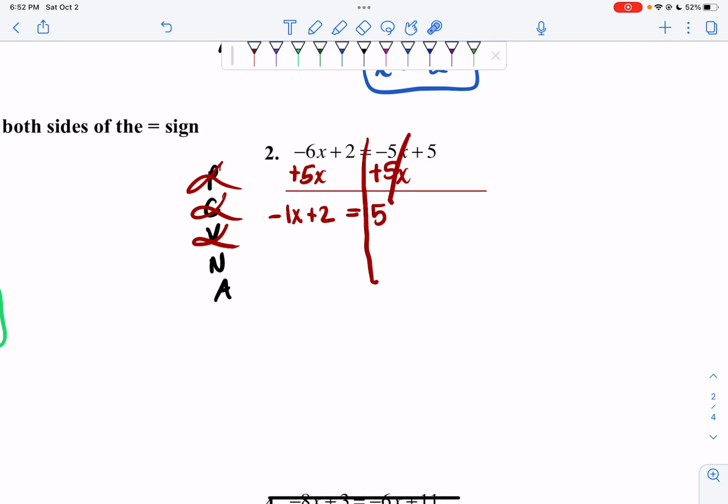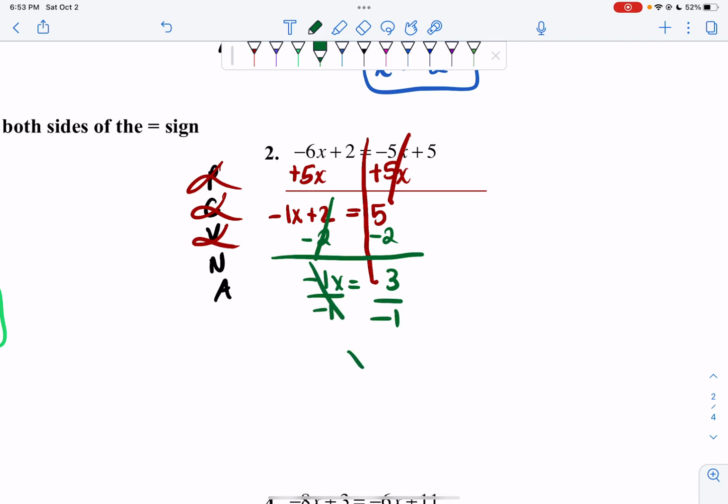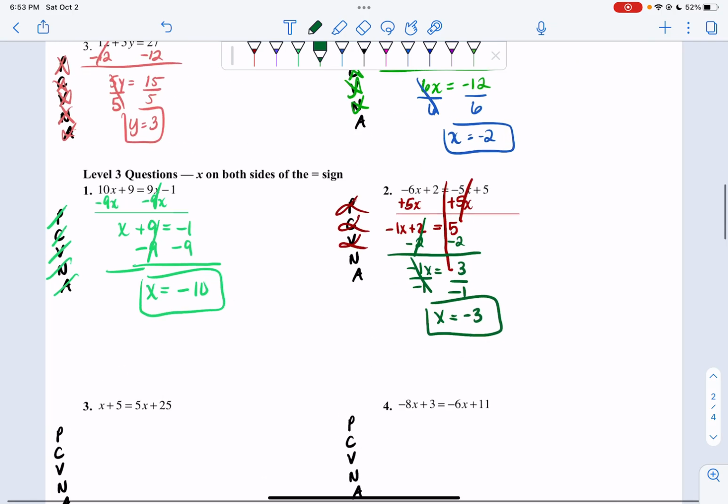I need to get my numbers on the other, so I need to get rid of this plus 2. To do that, I'm going to subtract 2 from both sides of my equation. 5 minus 2 is 3, so I have negative 1x equals 3. Now I divide both sides of my equation by this negative 1, and I get x is equal to negative 3 as my final answer.